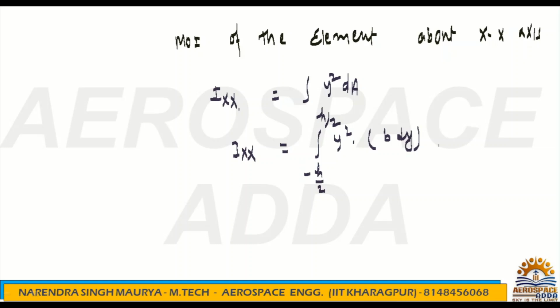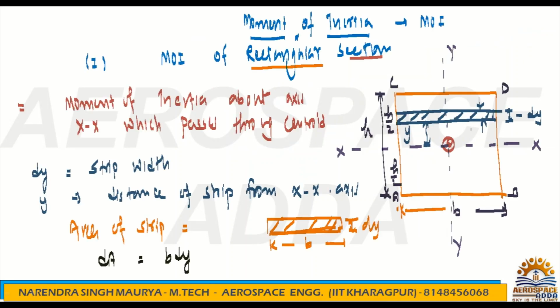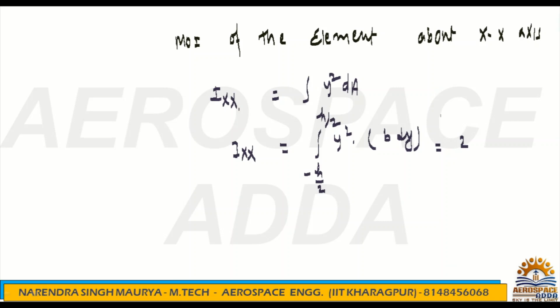Another way you can write it is two times, because this is the half portion. So you can take two times the integral from 0 to h by 2. That meaning will be the same. So this is nothing but b, which is common and constant, and it is y square dy, right? We can take it like that.